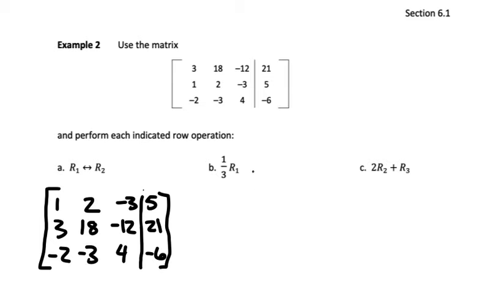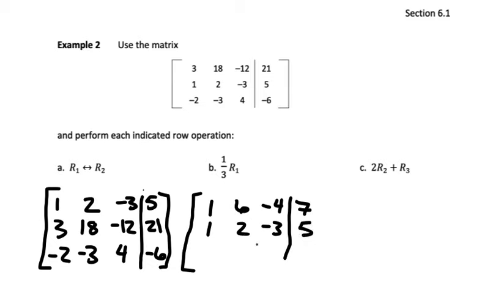So I'm just going to copy those numbers. Okay? B is to multiply everything in row 1 by 1/3, or to divide everything in row 1 by 3. So I'm going to do that. 3 divided by 3 is 1. 18 divided by 3 is 6. And negative 12 divided by 3 is negative 4. And then that also includes the number after the vertical line. 21 divided by 3 is 7. And then the other two rows do not change. So I just copy those numbers.